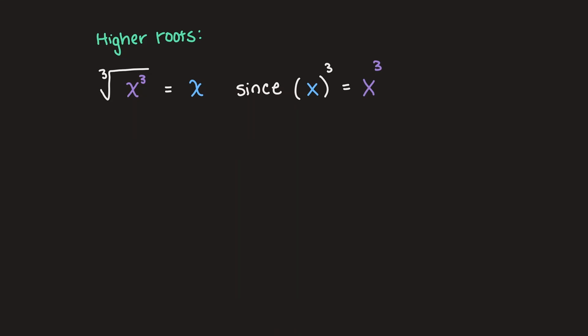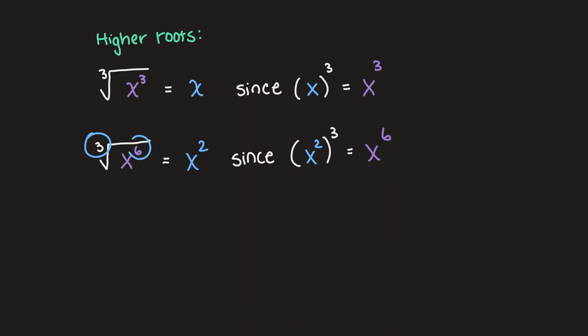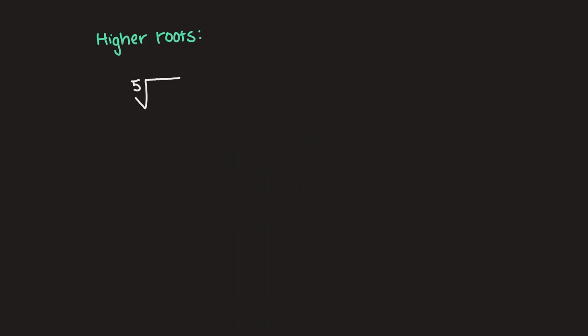And if we have the cube root of x to the 6th power, this will equal x squared, since x squared raised to the 3rd power equals x to the 6th. And again, we can also rewrite this as x raised to the 6 over 3, which also reduces to x squared. And for the 5th root of x to the 10th power, the exponent on the variable is divisible by the index, so we can rewrite this as x to the 10th over 5, which reduces to x squared.